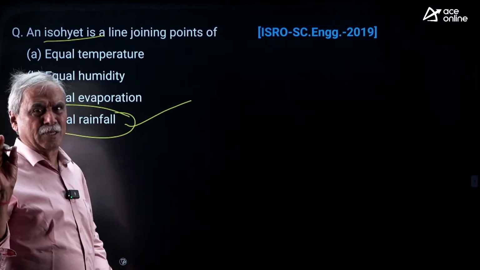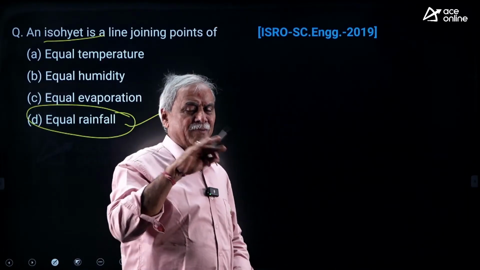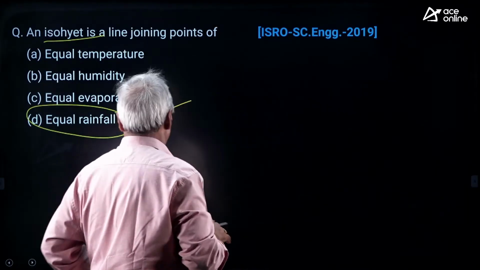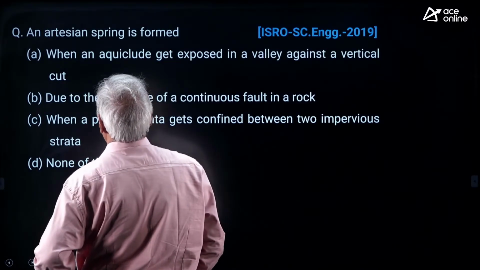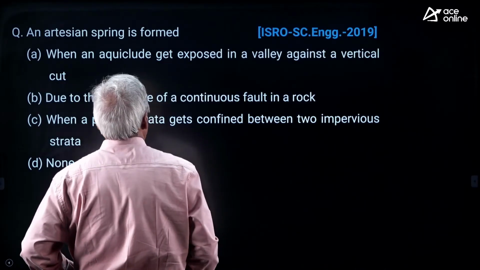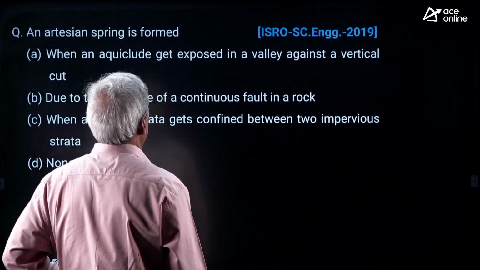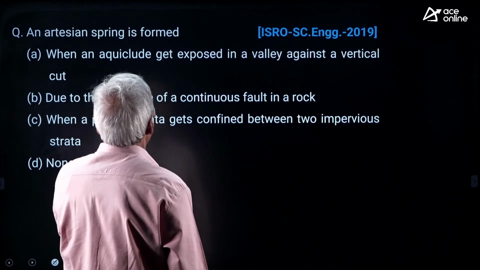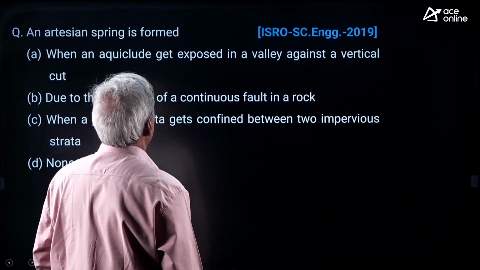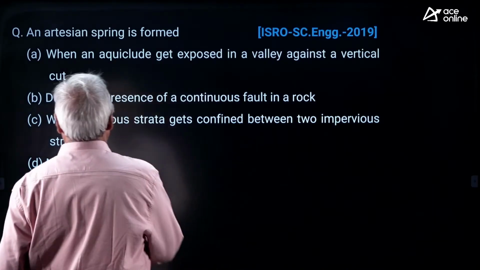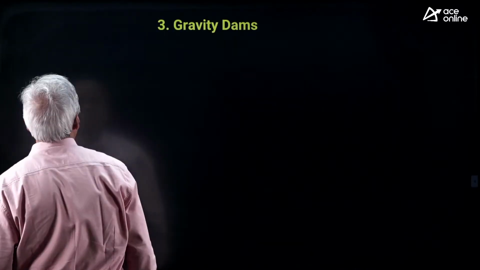Because it is a common subject of engineering hydrology and irrigation engineering, we will be having the questions in both the areas. An artesian spring is formed when an aquiclude gets exposed in a valley against a vertical cut due to the presence of a continuous fault in a rock. When the porous strata gets confined between the two impervious strata, C is the right answer.